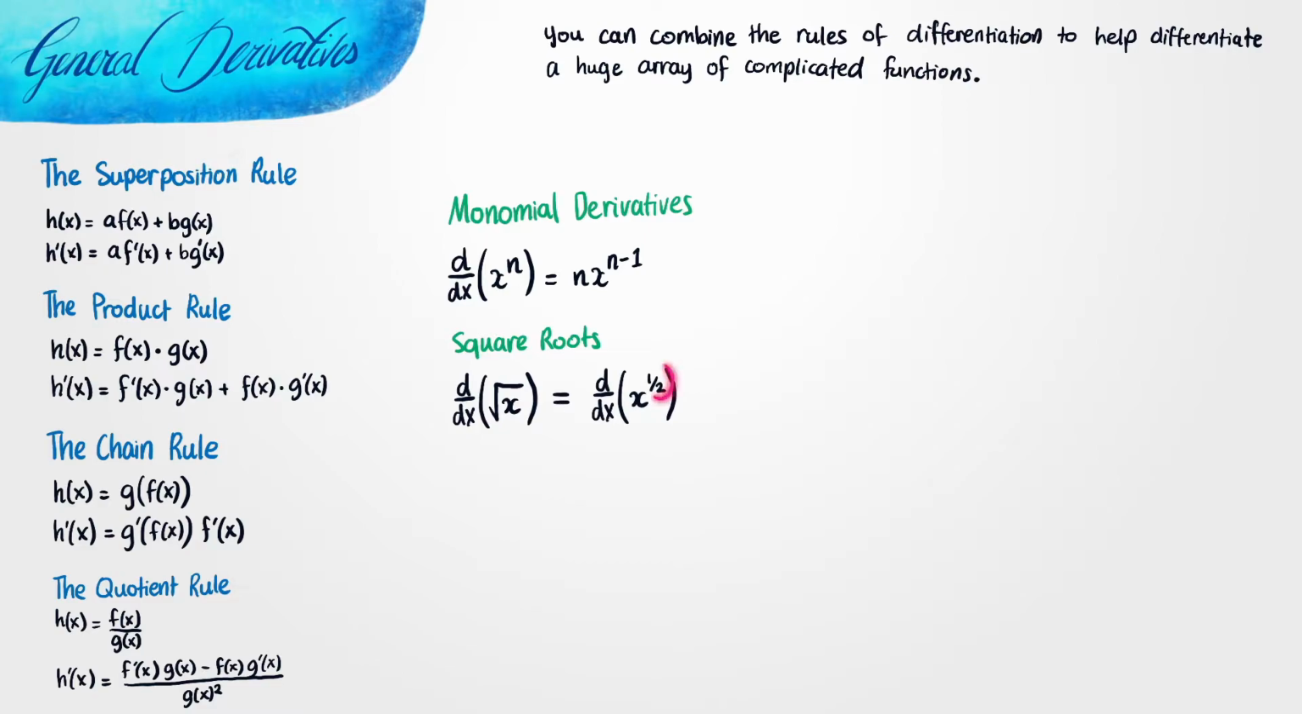Now at this stage we can actually just bring this half down and then subtract 1 from it, making it negative 1/2. Now the presence of this negative over here immediately tells us that we should put this on the denominator of some fraction, so let me go ahead and do that as well.